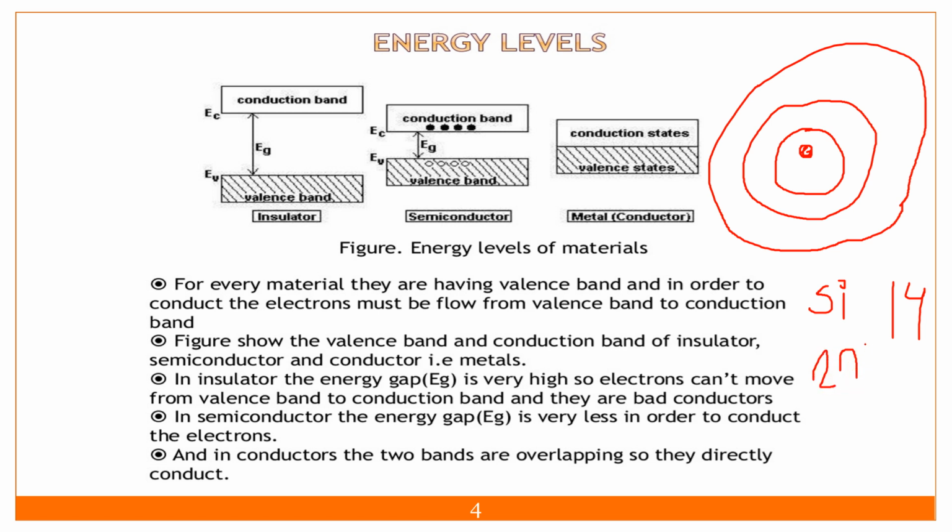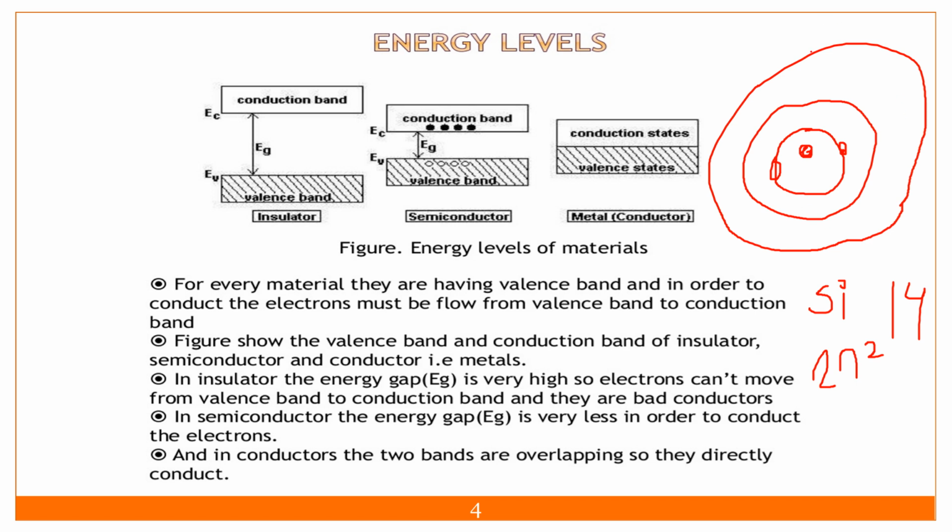2n², where n is the number of the orbit. Suppose for the first orbit I put n equal to 1. So 2 into 1 squared is 2. Out of 14, I place two electrons here, one electron over here and the second electron over here. Then remaining are 12 electrons. For n equal to 2, 2 squared is 4, 4 into 2 is 8. So I place 8 electrons over here. 8 plus 2 is 10.